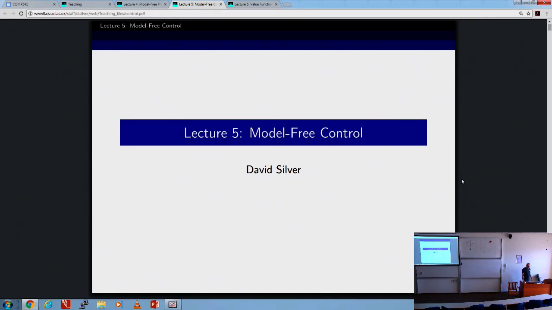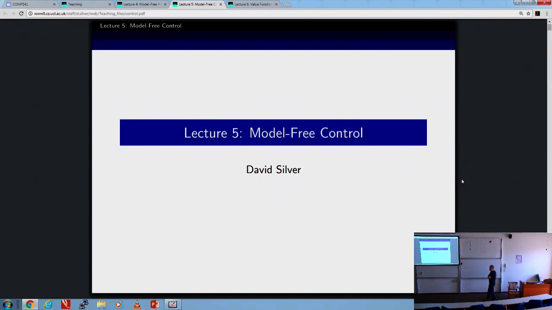So what can we do? Actually, let me ask you, knowing what you know so far, and you saw how we went from full backups to sample backups in the prediction problem, and knowing that the dynamic programming control uses things like policy iteration, value iteration, how would you approach model-free control? So how would you solve the control problem using sampling? Any ideas?